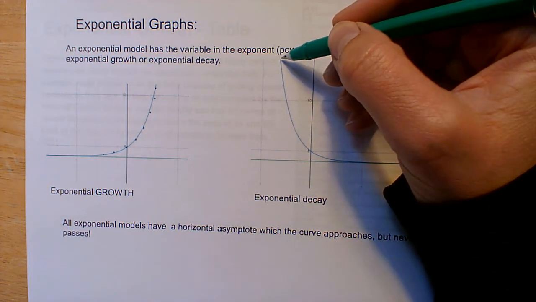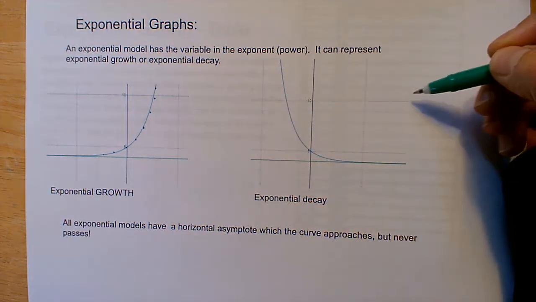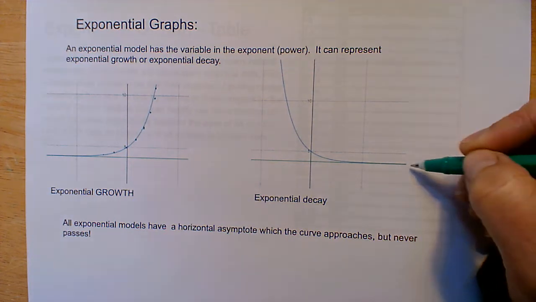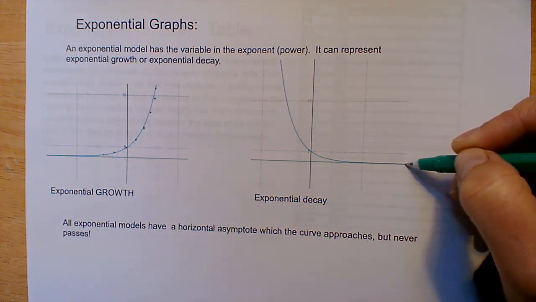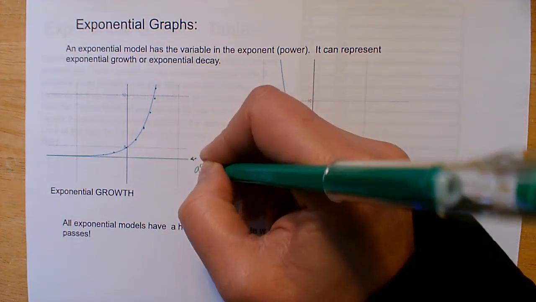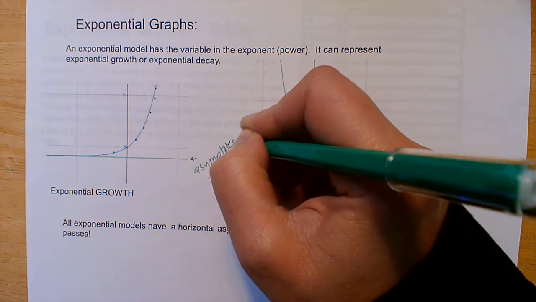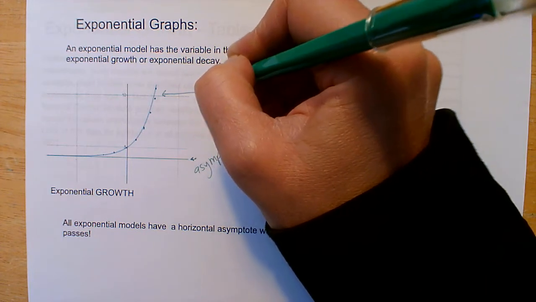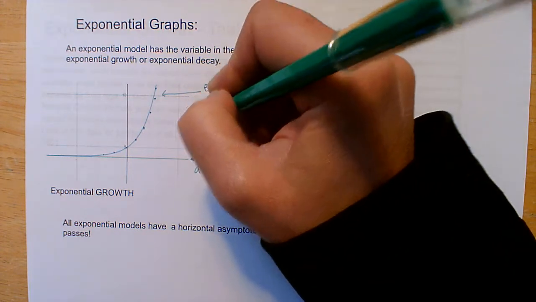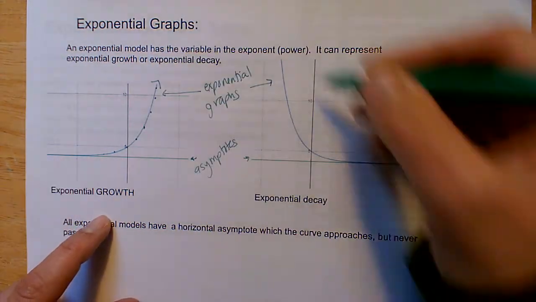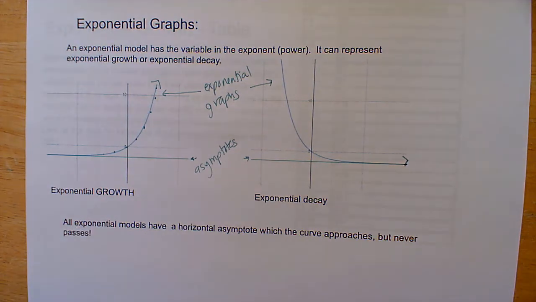Here we have exponential decay. Looking at the graph from left to right, this blue curve is curving down, it's decreasing. Again, it is approaching this green line, but it's never going to actually cross it. So these green lines are called asymptotes, and these blue curves are the actual exponential relationship. When it goes up, it's growth. When it goes down, it's decay.